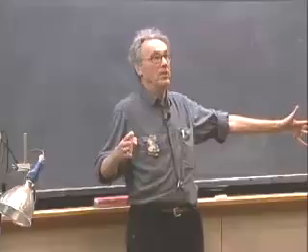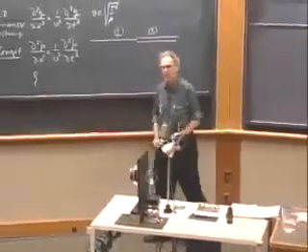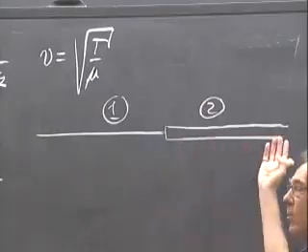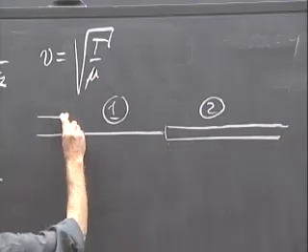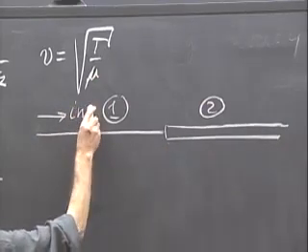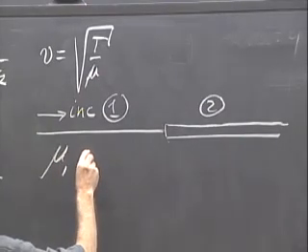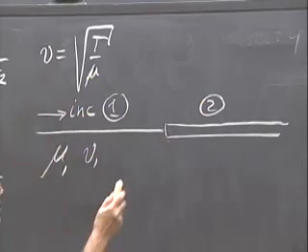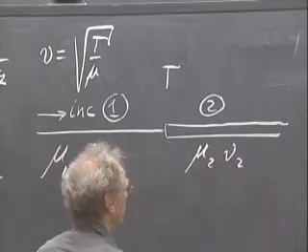And how it reflects depends on the boundary conditions at the end. And when you connect two media, then you get not only a reflection, but some of the pulse, some of the wave, goes into medium 2. So let's assume that we have an incident wave coming in like this, and we have here mu1, and we have here v1, given by this equation. They both have the same tension, T, and here you have mu2, and you have v2.